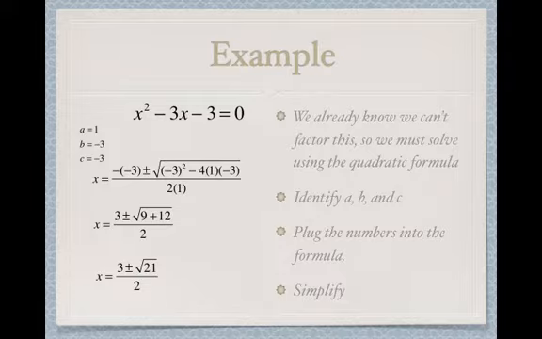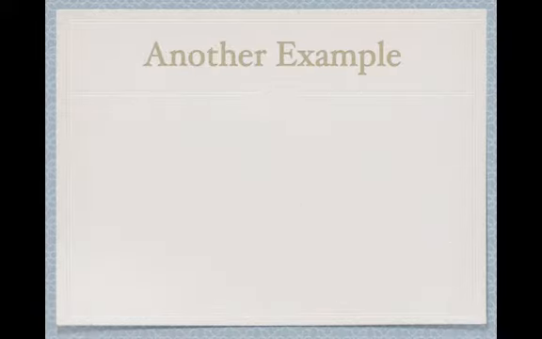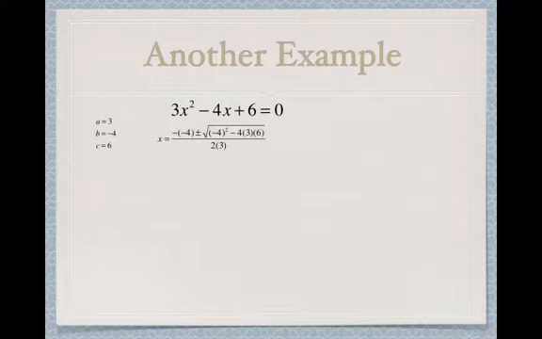Okay, so let's try a problem where we could simplify the square root. Okay, so in this example, we have 3x squared minus 4x plus 6 equals 0. A is 3, b is -4, and c is 6. So you'll plug those in. It should look like that. And then you'll start to simplify.